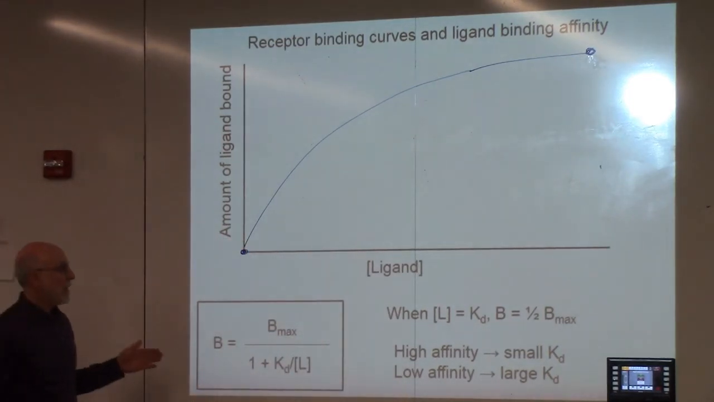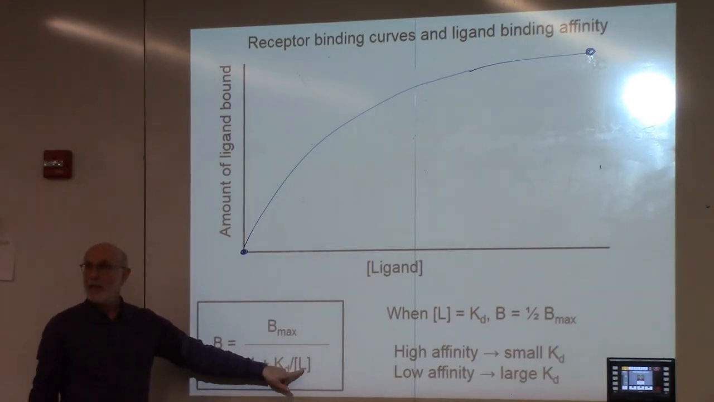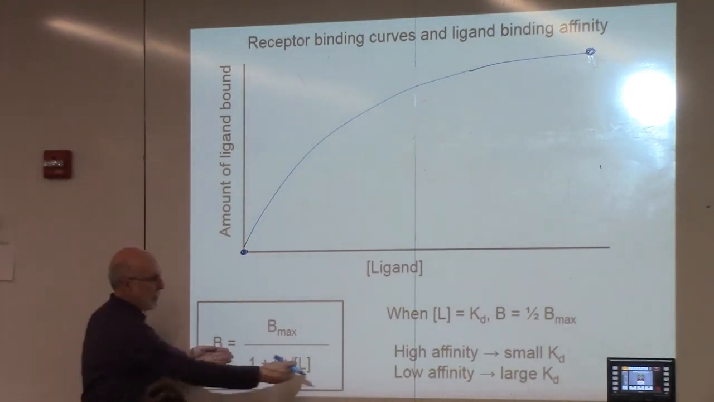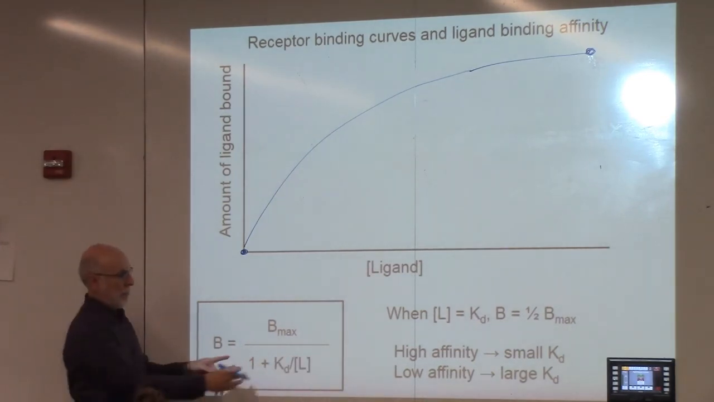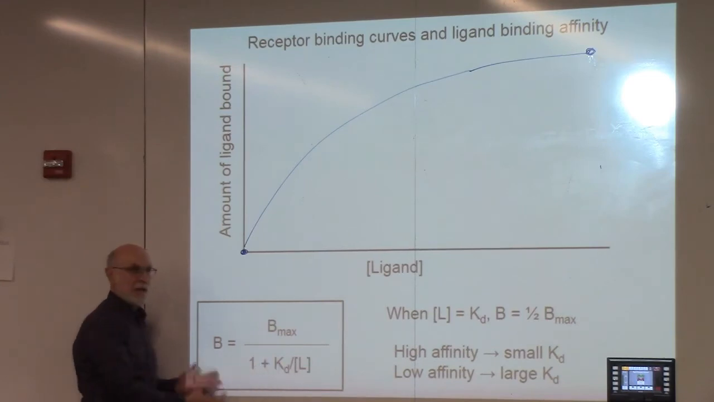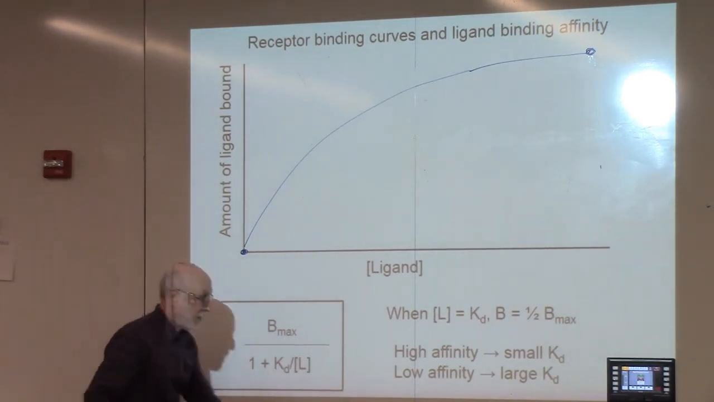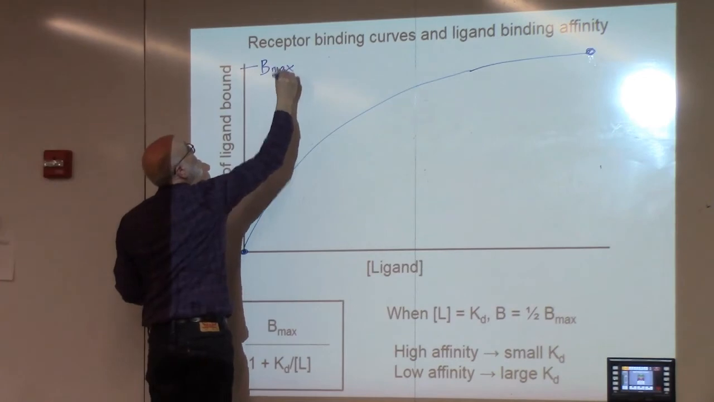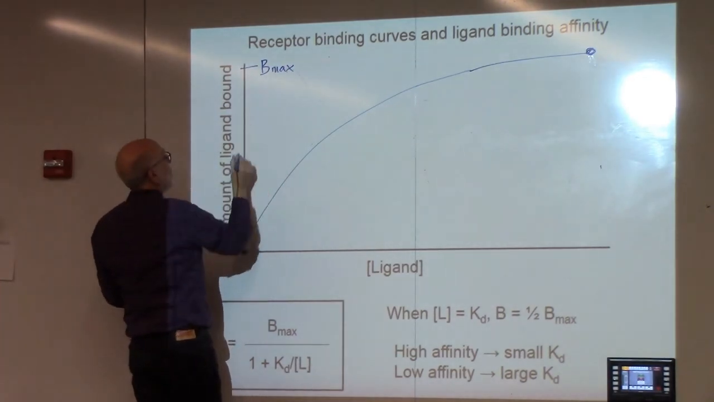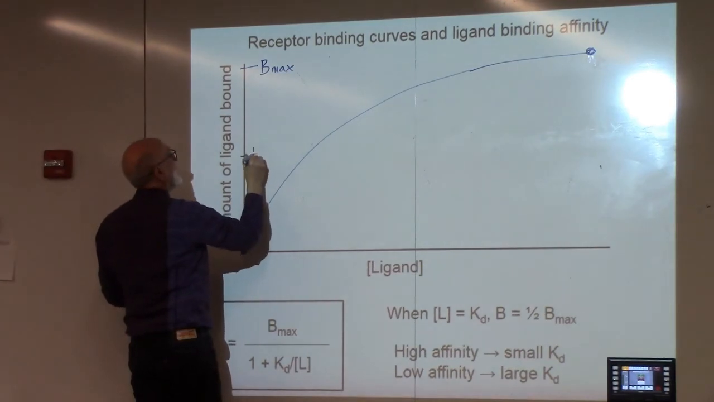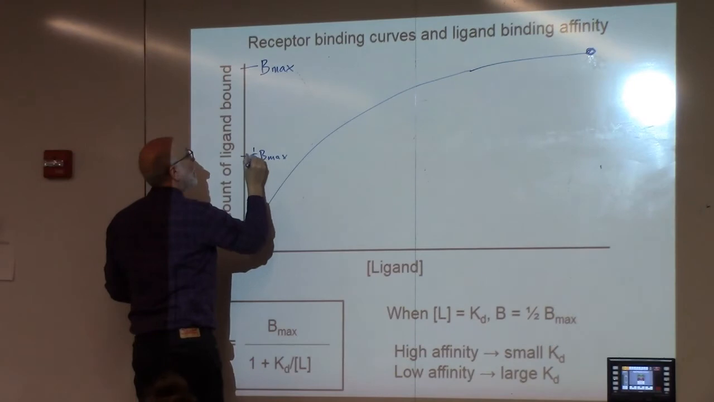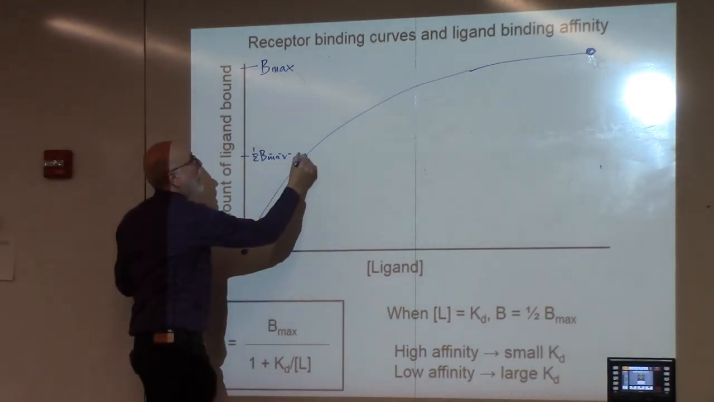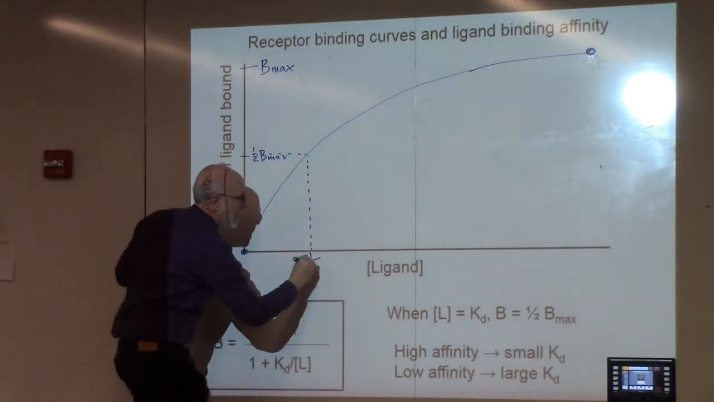Now let's take a very special case. When the ligand concentration is equal to the Kd of the reaction, then this becomes 1, this becomes 2, 1 plus 1 is 2, Bmax over 2. So if this is, here's Bmax. When we go to 1/2 of Bmax, if the amount bound is 1/2 Bmax, the concentration of ligand is at the Kd.